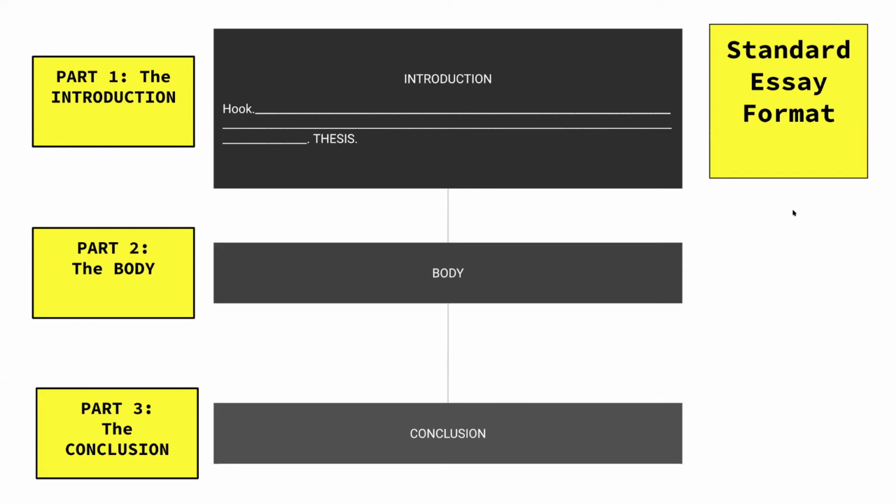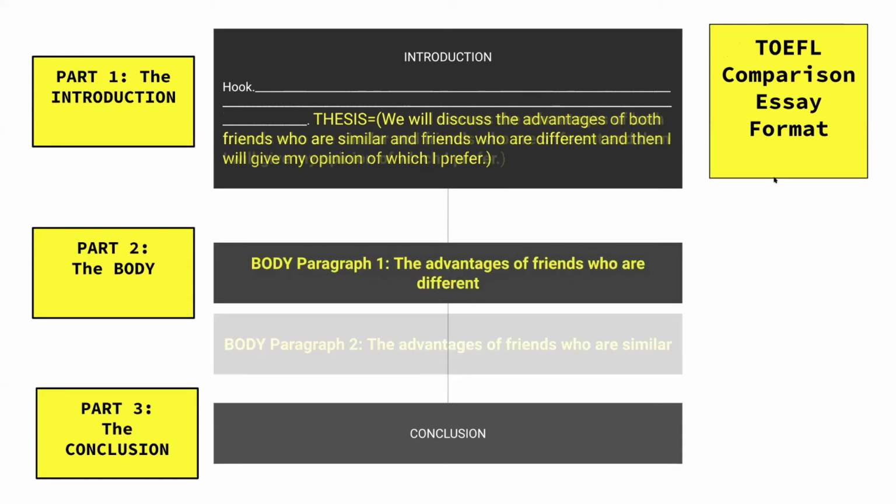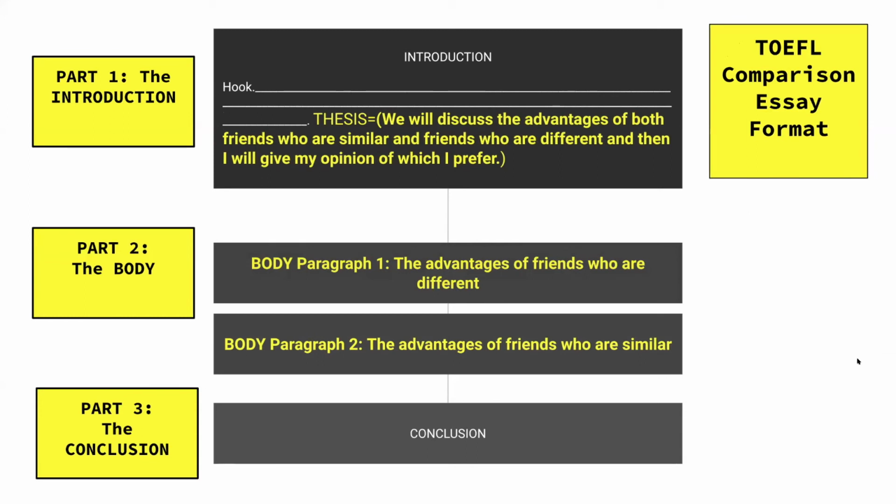Now, let's look at our essay format for the comparison essay. Once again, we discussed 3 weeks ago that our thesis is pretty easy. We are going to discuss the advantages of both groups. We're going to look at the advantages of both, and then we're going to give our opinion of which we prefer. Then last week, we talked about the fact that when writing the body, part of the body needs to focus on the advantages of friends who are different, and the other part of the body needs to focus on friends who are similar.